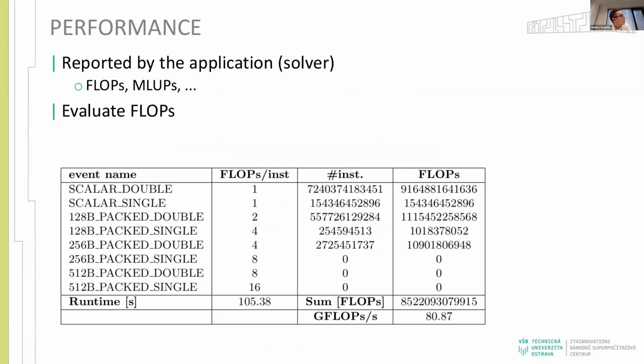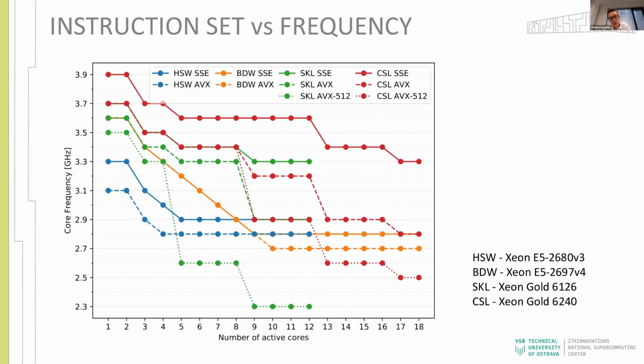In this slide, I have flops evaluation for a variety of instruction sets, which is especially important in the case of Intel CPUs because the instruction set impacts the frequency at which the CPU is running. Here I have some quite old architectures, but this is exactly the same for the recent ones. According to the instruction set, if you are using a higher instruction set, you are lowering the frequency. However, anyway, higher instruction sets bring you more performance.